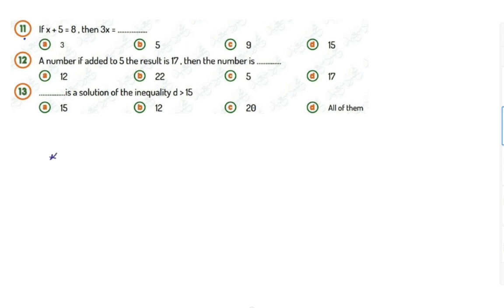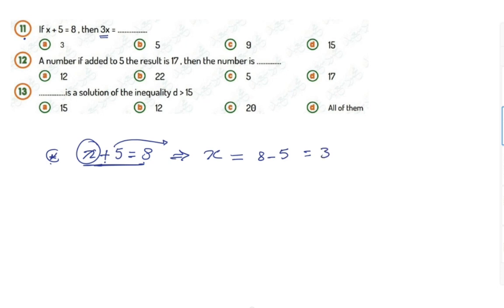You know what? We have an equation here, but he needs to find the value of 3x. From this equation, I can find the value of x. How to find the value of x? I just need x on the left side. So I need to send this positive 5 to the other side. So you have x equals 8, and plus 5 will be minus 5, that's equal 3.